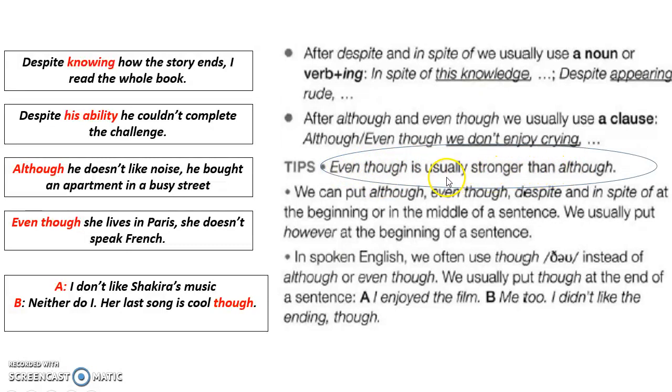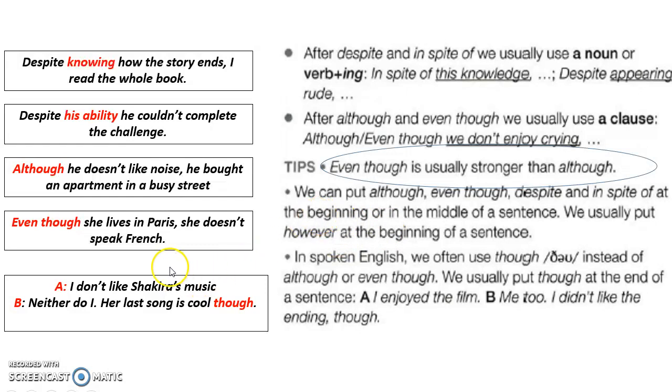All right? And in terms of the order, we can put although, even though, despite and in spite of at the beginning or in the middle of a sentence. That means that I could have written here, she doesn't speak French even though she lives in Paris, right? We usually put however at the beginning of a sentence. Normally we put it at the beginning of the second sentence that we want to contrast, right? Like in the example that we saw before.